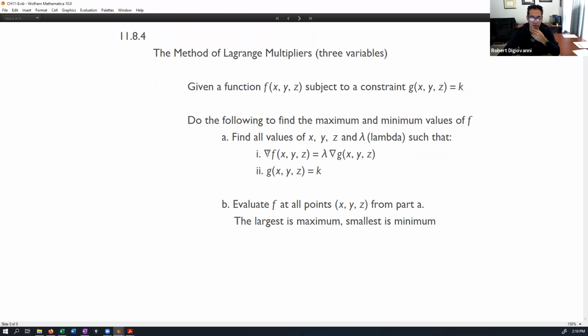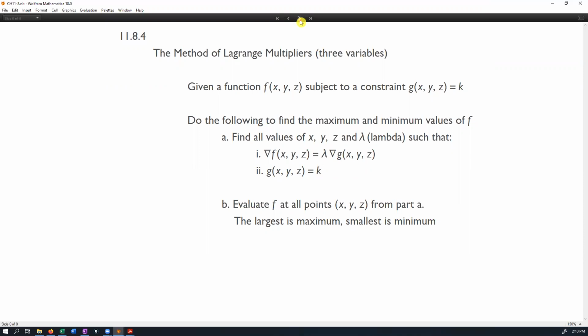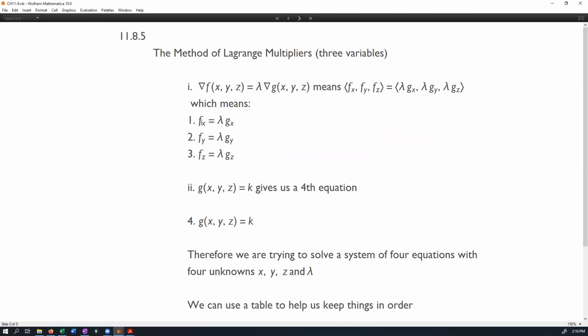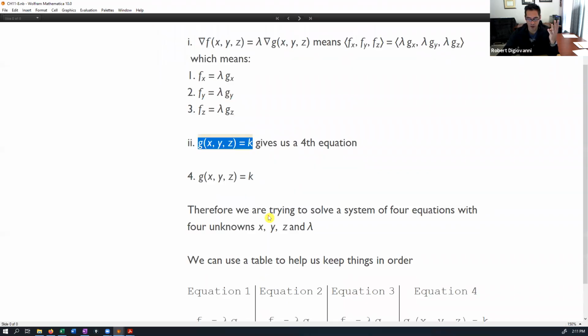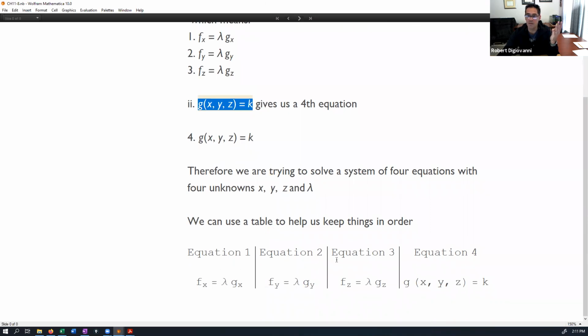Which means, remember, the gradient is just the vector with the partials, right? So how many equations will we have here? 4. Okay, here's what they'll be. You'll have to do the partial of f with respect to x equals lambda partial of g with respect to x. Partial of f with respect to y equals lambda partial of g with respect to y. But now we have a new element. Partial of f with respect to z equals lambda partial of g with respect to z. And then, of course, the constraint equation. That gives us 4 equations, 4 unknowns. Nonlinear equations, can't use matrices.